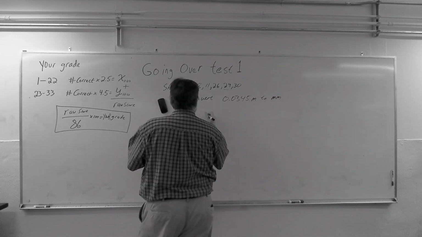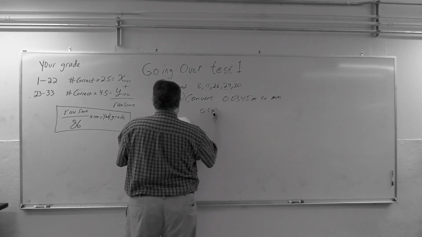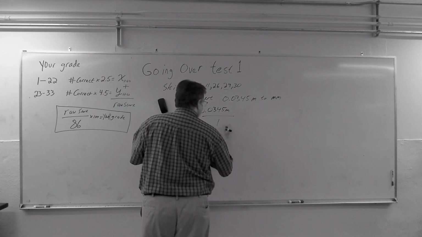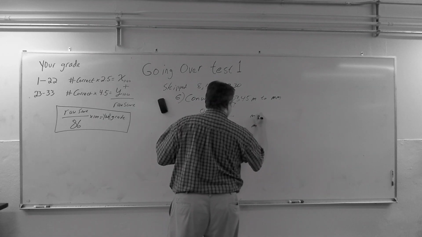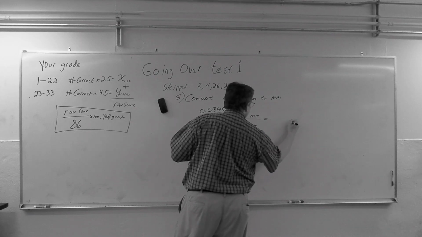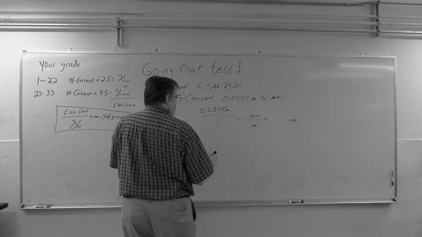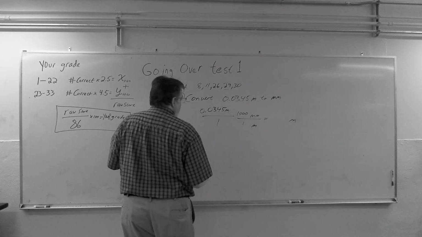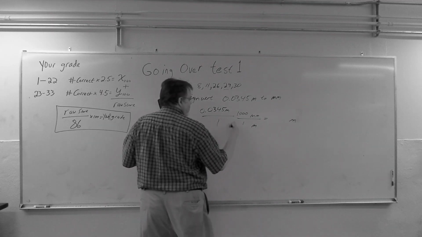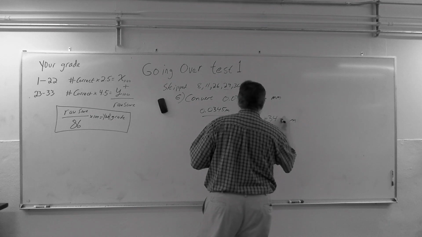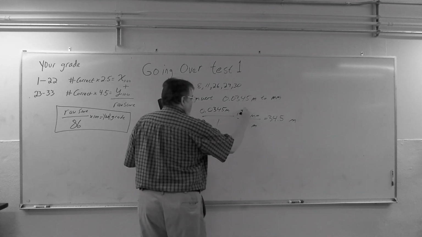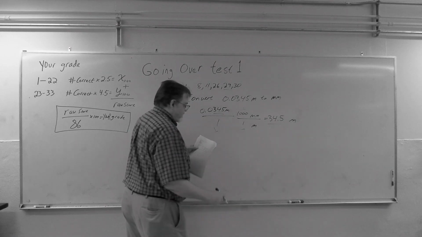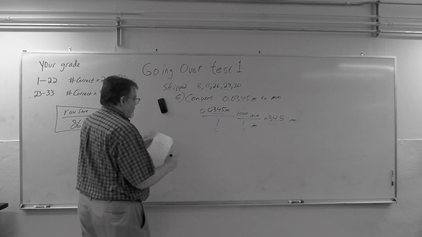Millimeters. And this conversion is you multiply by 1,000. 1, 2, 3. That's exact. 3 significant figures, 3 significant figures. 34.5 millimeters.